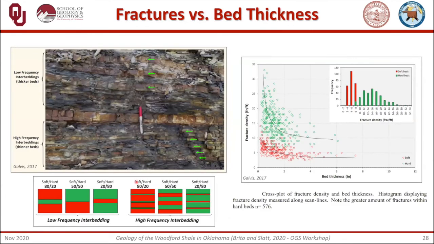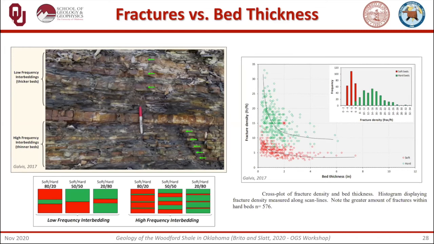The bed thickness is key as well, because we notice in outcrop and also in core that thinner beds tend to have a higher frequency of fractures in the rock, but that also ties to what kind of facies you're measuring. Soft beds tend to have higher fracture frequency when the bed thickness is less than 1 inch. But when you look at the harder beds, you can definitely notice how the fracture frequency or density increases when you have thinner beds.